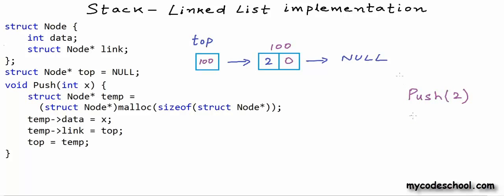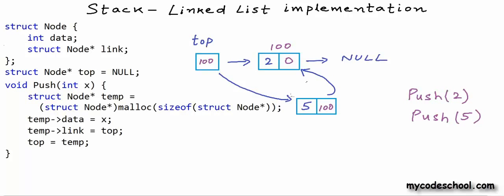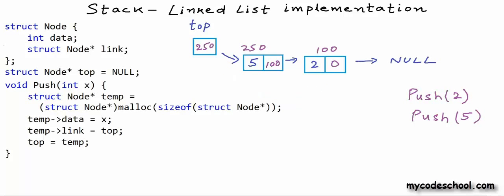Let's do one more push. Let's say I want to push number 5 onto the stack this time. Once again, a node will be created. We will set the data, and then we will first point this node to the existing top, and then make this pointer variable point to this node, the new top. Let's say the address of this node is 250. So the address in this variable top will be set as 250. After this second push, this is how my stack will look.